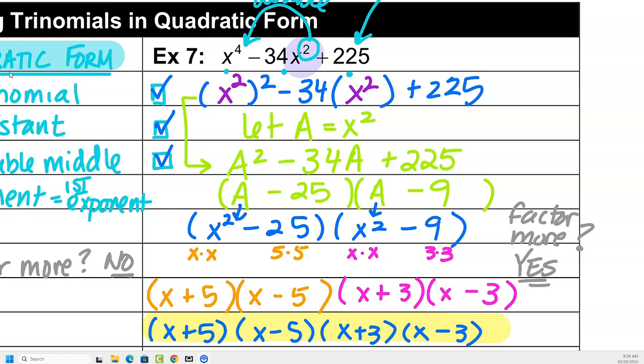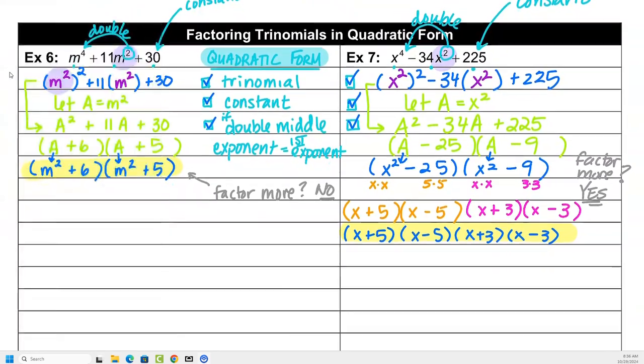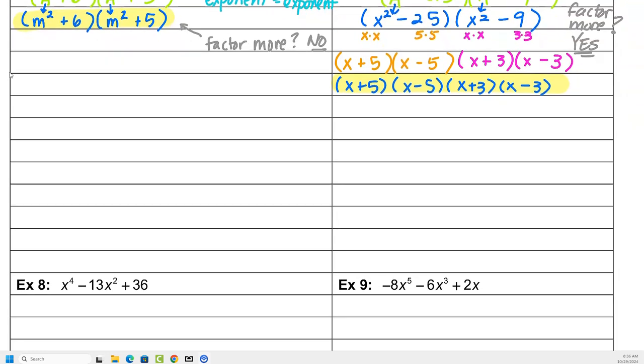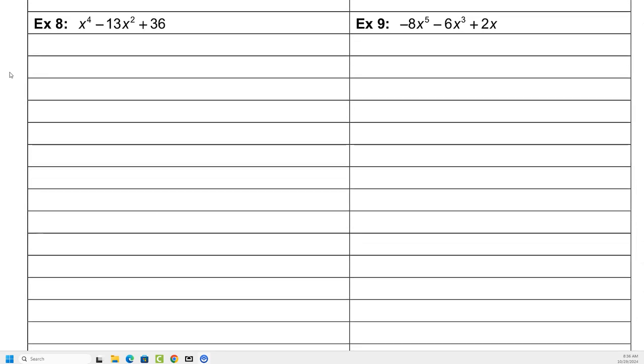How are we doing? Are we good? Okay. I think I have a couple more examples here. I'm going to go ahead and go up. Okay, example 4.